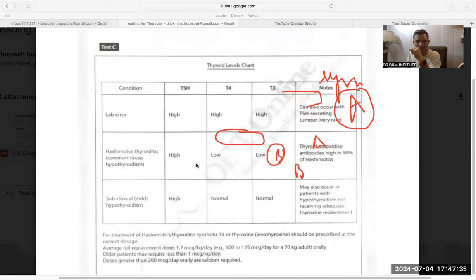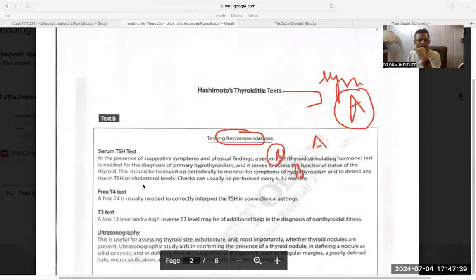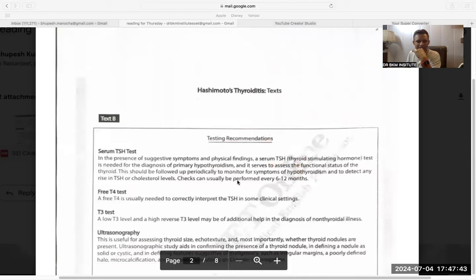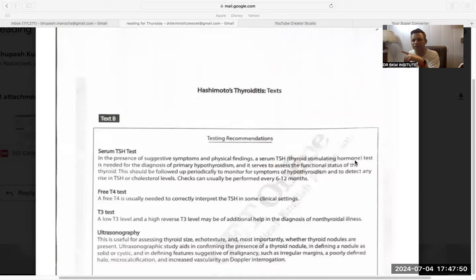And if I look for "test", it's not given over here. I think this is given in the assessment part. Assess this; in the presence of suggestive symptoms, a TSH, thyroid stimulating hormone test should be done. And a T4 test.